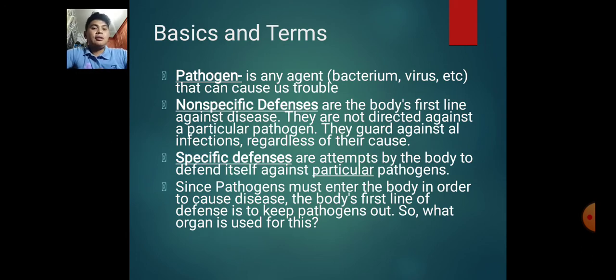What are the basic terms in immunology? First, the pathogen. It is any agent, a bacterium, virus, etc., that can cause us trouble. Di ba natalakay po natin kanina sa normal flora. Number two, the non-specific defenses are the body's first line against disease. They are not directed against a particular pathogen. They guard against all infections regardless of their cause. Specific defenses are attempts by the body to defend itself against particular pathogens.